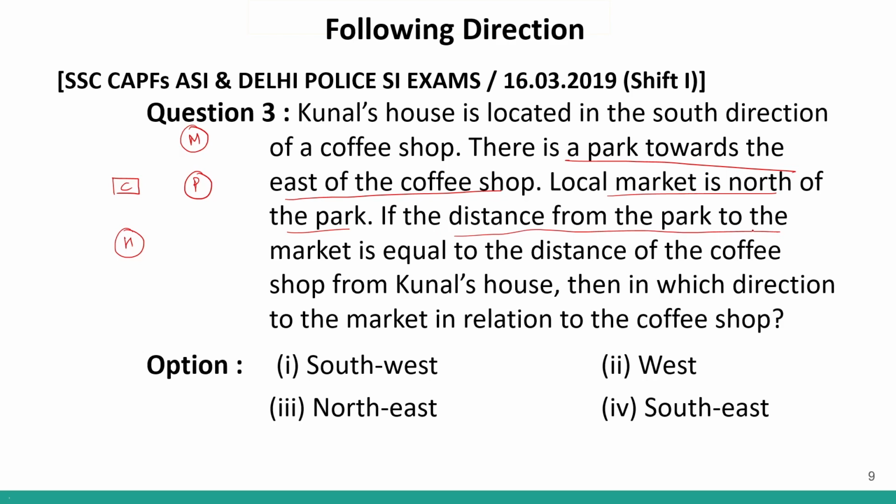If the distance from the park to the market is equal to the distance of the coffee shop from Kunal's house, so this distance is equal to this distance. We have to find out in which direction is the market in relation to the coffee shop. So very clearly, in relation to the coffee shop, the market is in this direction and this direction is the northeast direction. So our answer will be option number 3, northeast.